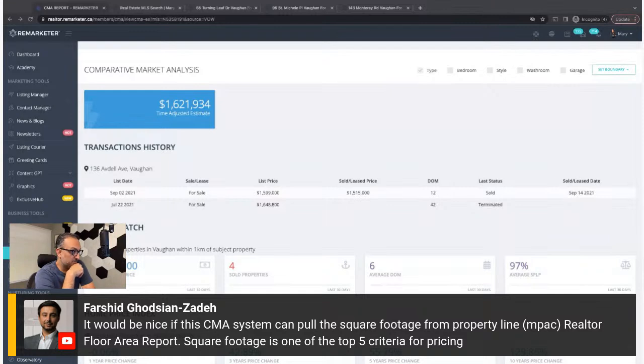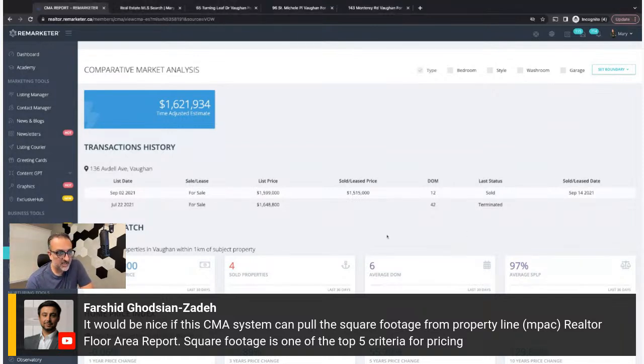Now, the next comment is from Farshid. Thank you, Farshid. It would be nice if the CMA system could pull the square footage from the property line Realtor floor area report. Square footage is one of the top 5 criteria in pricing. Absolutely, you're right. The information that we have is from the data feeds. It's not from MPAC. So that's the first thing to consider. You do have access to MPAC in your systems. We don't. This platform is built on MLS data, not MPAC. So that would be a cross-reference that you can do afterwards.